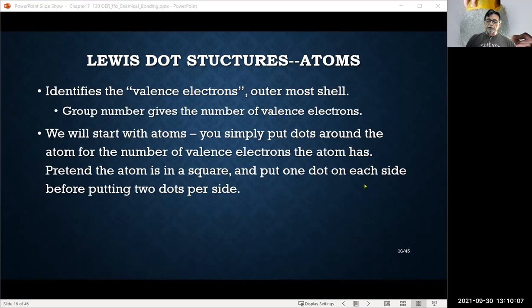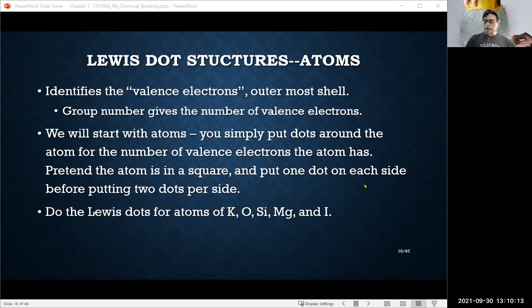So group number, as we just talked about, identifies the number of valence electrons, and then we just simply start from one side of the box, if you will, and go around the horn. Start top, bottom, left, or right, whichever works for you. And in this case, they're asking you to do the Lewis dot structure for potassium, oxygen, silicon, magnesium, and iodine. Well, to do that, we just simply figure out the group that they're in.